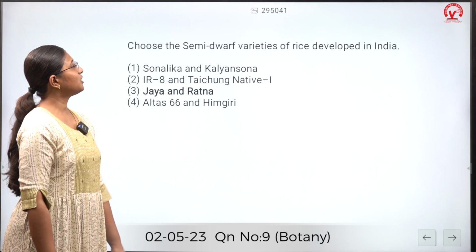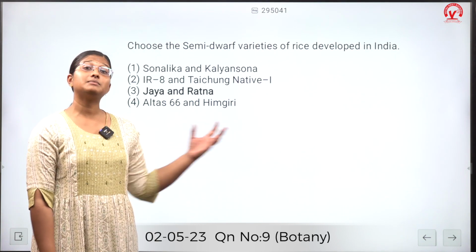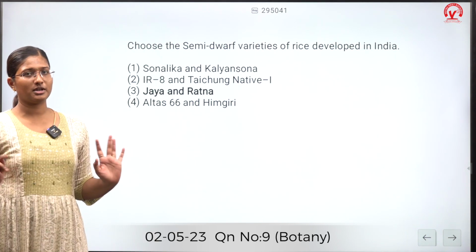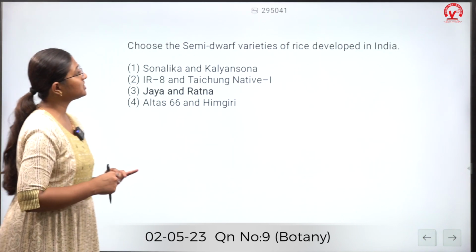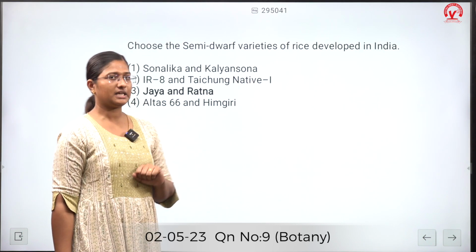Choose the semi-dwarf varieties of rice which are developed in India. There are a lot of semi-dwarf varieties of rice, but in the question they have specifically asked which is developed in India.